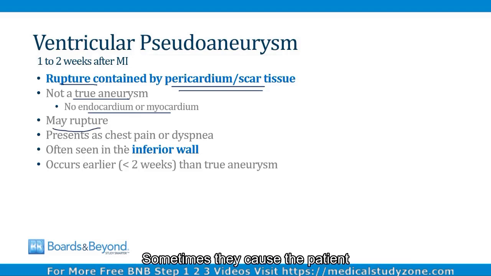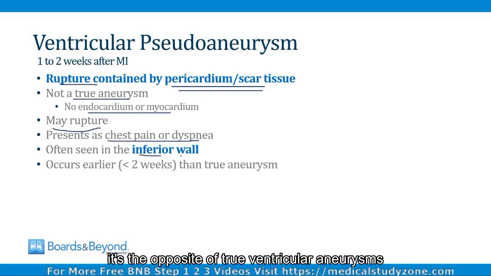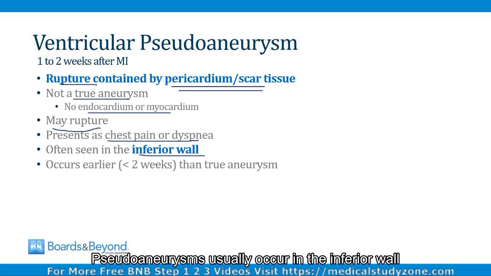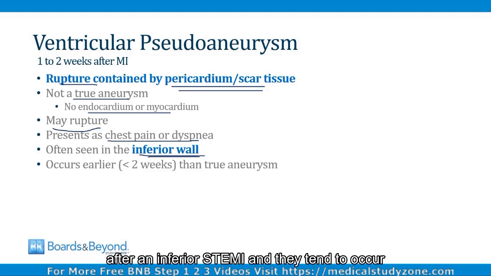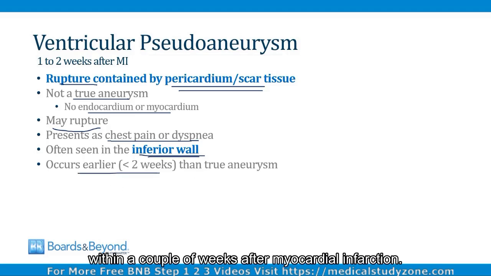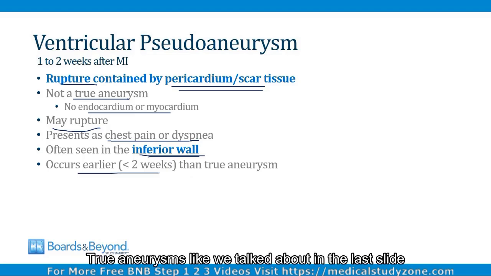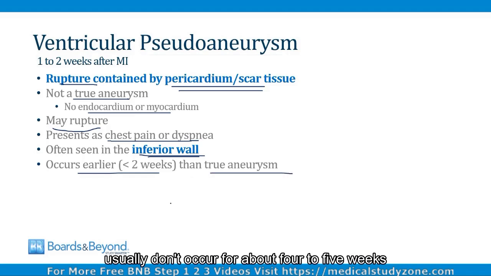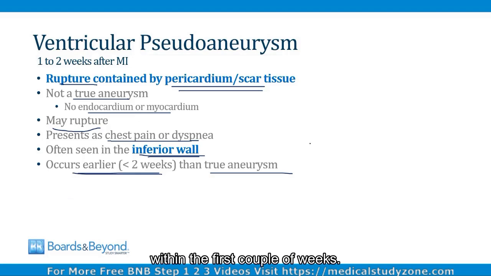Sometimes they cause the patient to have chest pain or dyspnea. And these are almost always seen in the inferior wall. It's the opposite of true ventricular aneurysms, which usually occur in the anterior wall. Pseudoaneurysms usually occur in the inferior wall after an inferior STEMI, and they tend to occur within a couple of weeks after a myocardial infarction. True aneurysms, like we talked about in the last slide, usually don't occur for about 4 to 5 weeks, but a ventricular pseudoaneurysm can occur within the first couple of weeks.